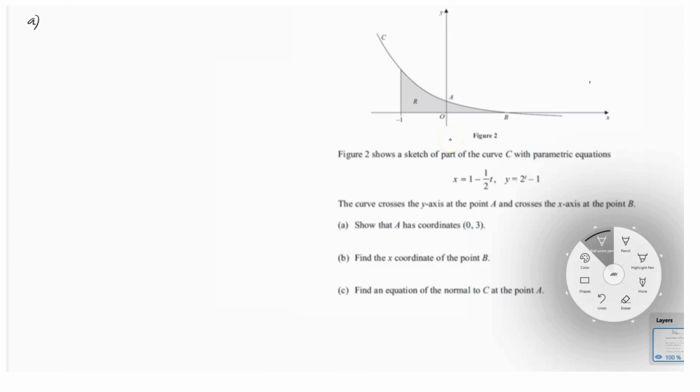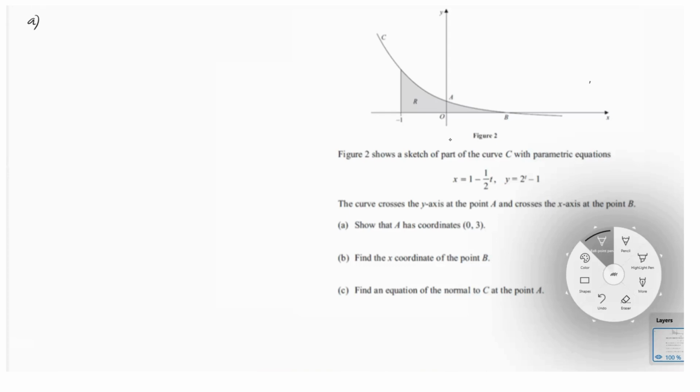Here we have figure 2, which shows a part of a sketch of a curve C with parametric equations as shown: x equals 1 minus a half t and y equals 2 to the t minus 1. And the curve crosses the y-axis at the point A and crosses the x-axis at the point B. And you're required to show that A has coordinate 0, 3.